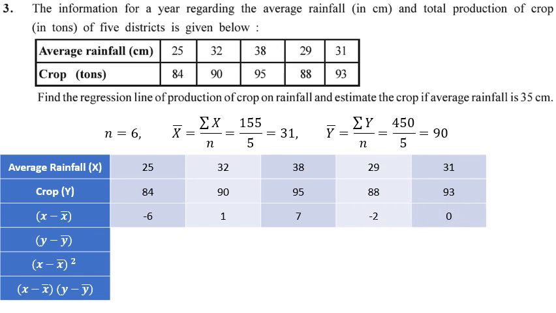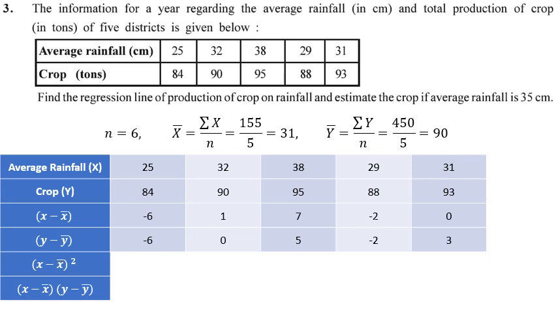Remember, the total should be 0. If it is not 0, then you are making a mistake somewhere. Next, y minus y bar. The y bar here is 90. So from each and every value of the crops, I will be deducting 90. That way I will get these values. Again, the total of these should also be 0. If it is not, there is a mistake.